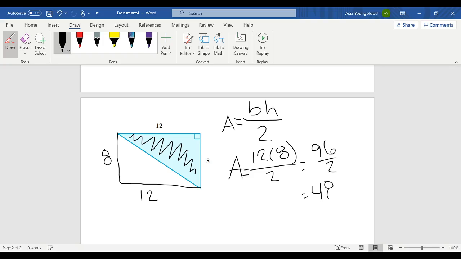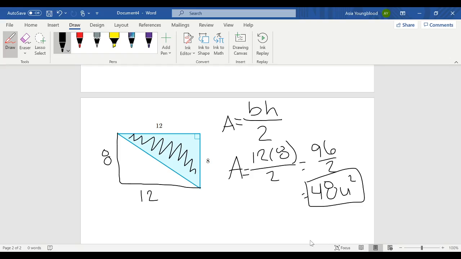Another way we could have done it, which I actually did in my head because it made it a little easier for me, I divided these first. So 12 divided by 2 is 6. 6 times 8 is 48. I could have done 8 divided by 2 is 4. 4 times 12 is 48. They didn't give us any units, so technically this would be 48 units squared, or square units.